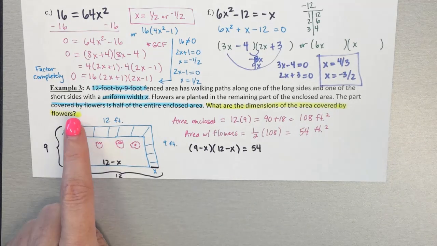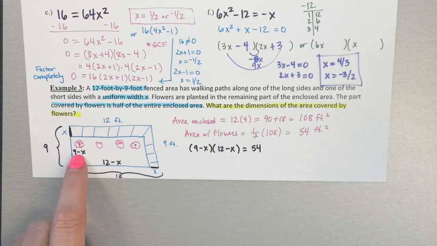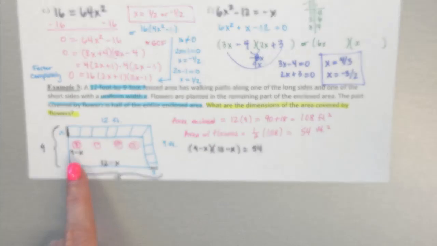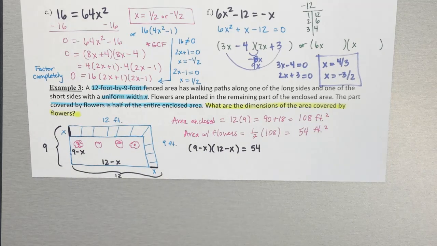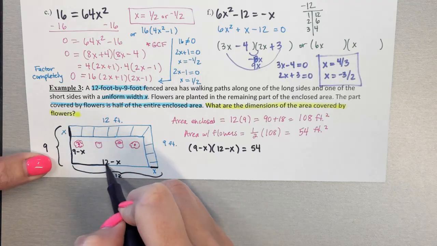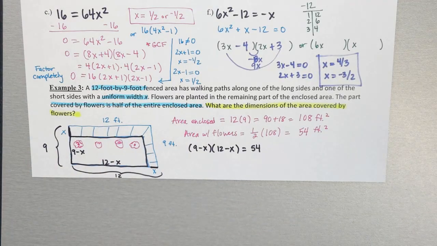Okay, so if the whole length was 9, if we take out the walking path, it's 9 minus X. This whole side was 12. We take out the walking path, 12 minus X. So this is our length times our width of our floral area.